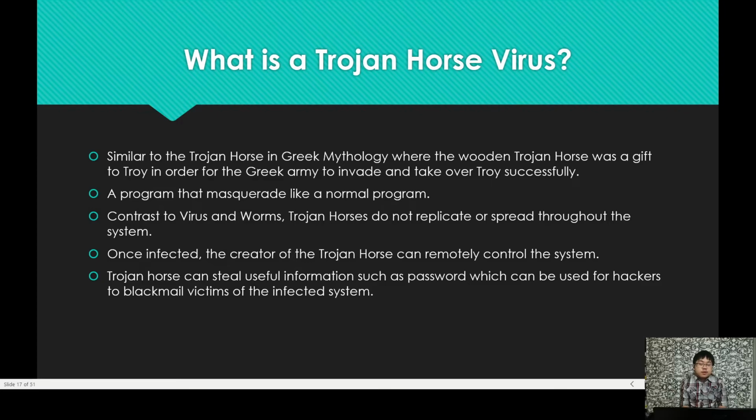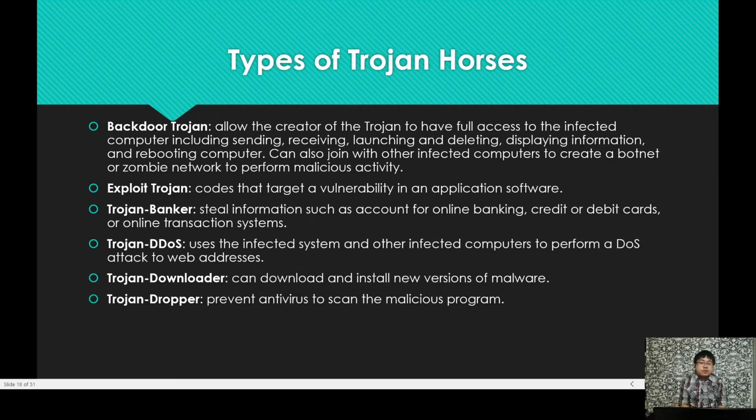In contrast to a virus and worm, a Trojan horse does not replicate or spread throughout the system. Once infected, the creator of the Trojan horse can remotely control the system. A Trojan horse can steal useful information such as passwords, which hackers can use to blackmail victims of the infected system. Types of Trojan horse.